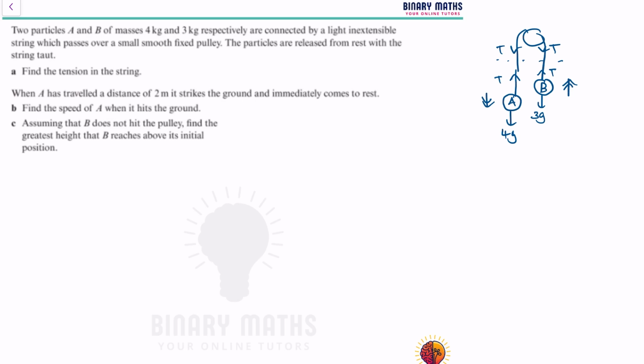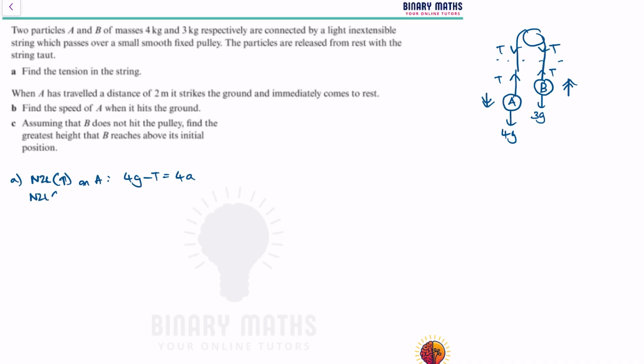Okay, it says find the tension in this string. So A is find the tension. What we do know is if we apply Newton's second law vertically on A, then we know A is moving down, so 4g minus T must be equal to 4 times acceleration, so 4a.